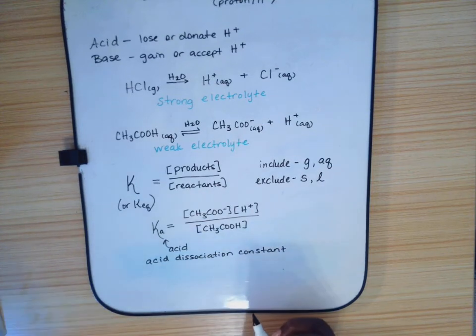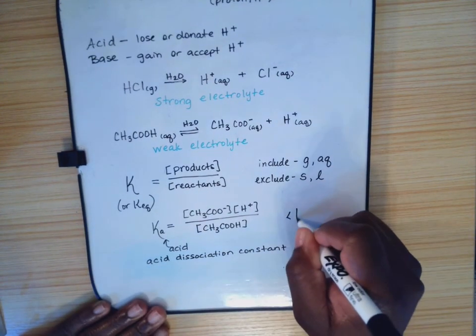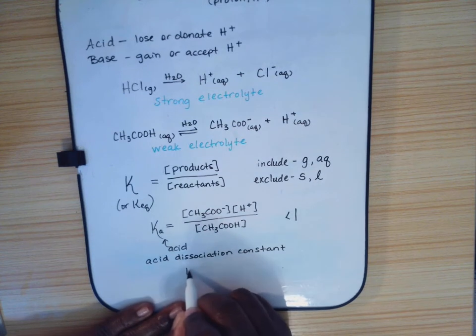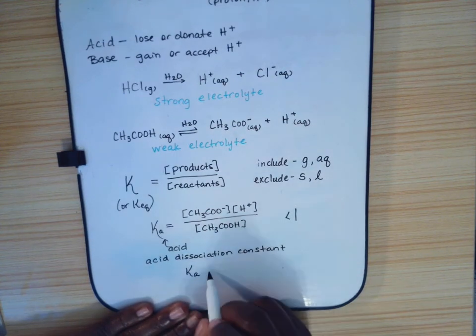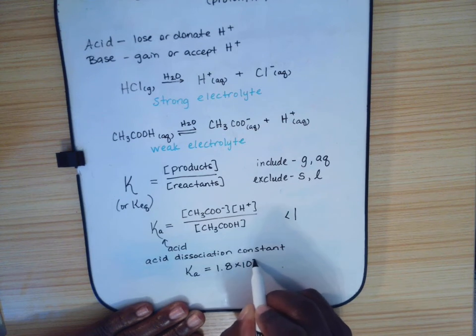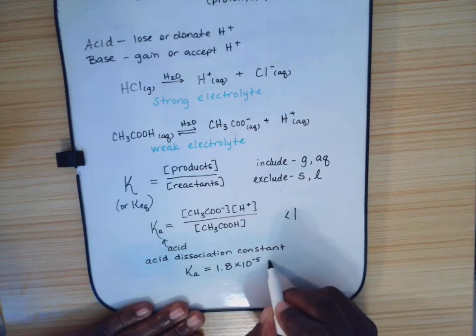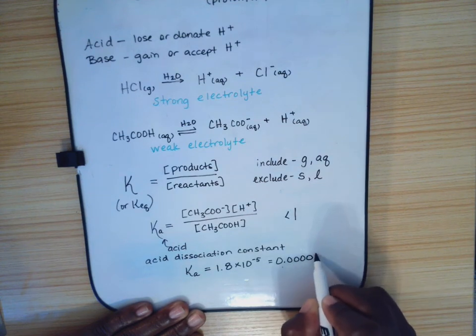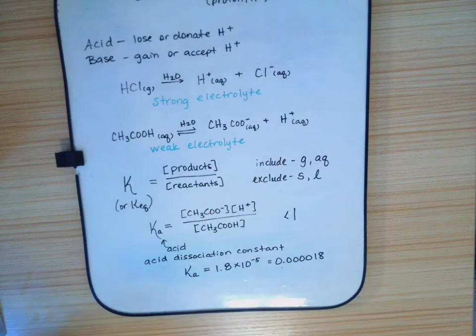Ka values for your weak acids are going to be less than 1, so you're going to be using scientific notation. For instance, the value for acetic acid at room temperature. This is a constant value. The Ka of acetic acid at room temperature is approximately 1.8 times 10 to the minus 5. Of course, this is the same thing as saying 0.000018. That tells you how easily that acid is going to lose a proton.